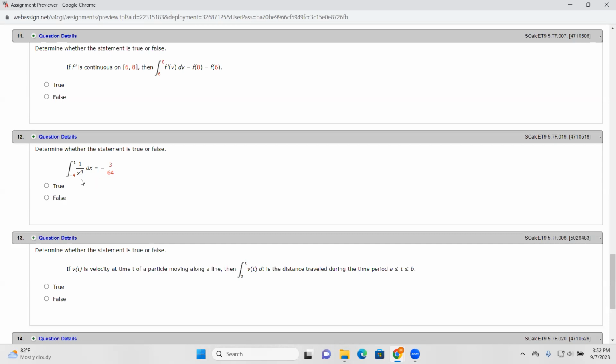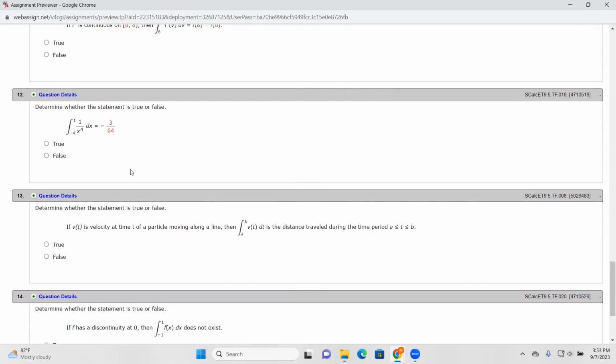I bet if we applied the fundamental theorem, we'd get the result to the right. But equally true, the fundamental theorem cannot be applied here because it demands that our function of interest be continuous. In this case, our function of interest is not continuous. So I have a strong suspicion this one turns out to be false, despite the fact that the fundamental theorem would give us -3 over 64. A well-written question, I must say. Definitely a trap question, to be sure.